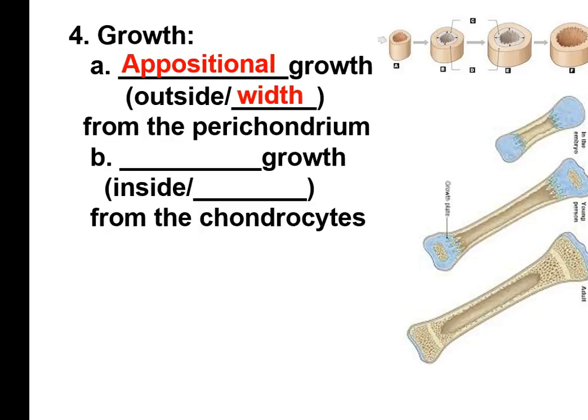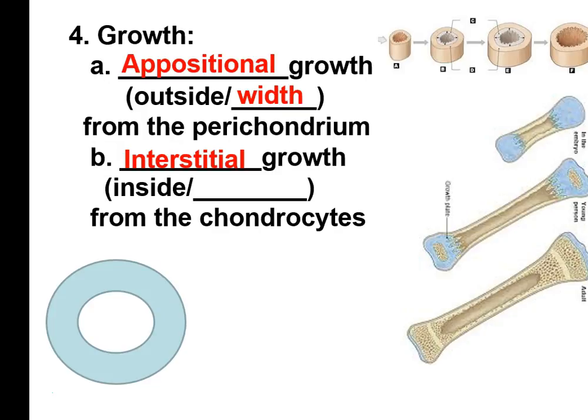And I always, when I look at that word appositional, I see all those O's, and I think about the O getting wider and wider and wider. So the growth is coming from the perichondrium. The other kind of growth is called interstitial growth. Oh, I forgot I had this little picture on there. You can see that it's going to grow wider and wider.